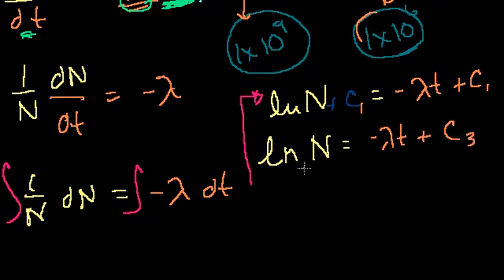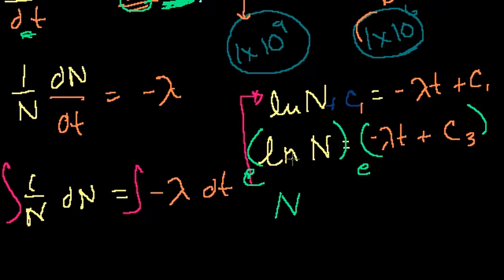Now if we want to make this n as a function of t, let's take e to the power of both sides of this. You can view that as kind of the inverse natural log. ln of n is just saying what power you raise e to get to n. So if you raise e to that power, you get n. I'm just raising e to both sides of this equation.